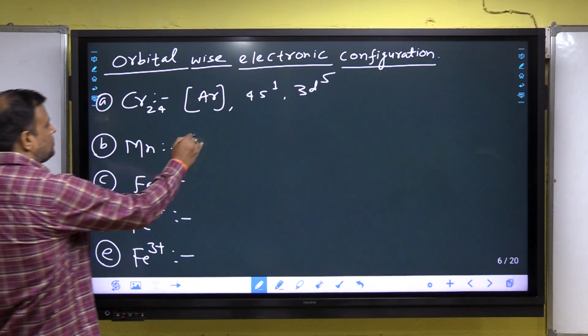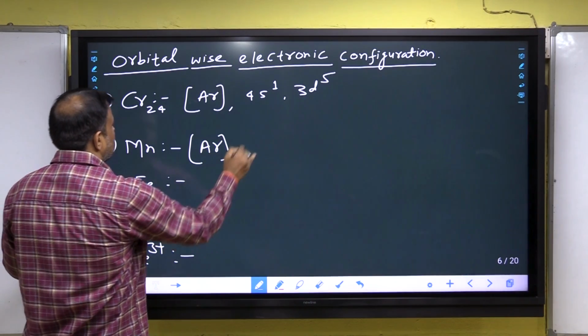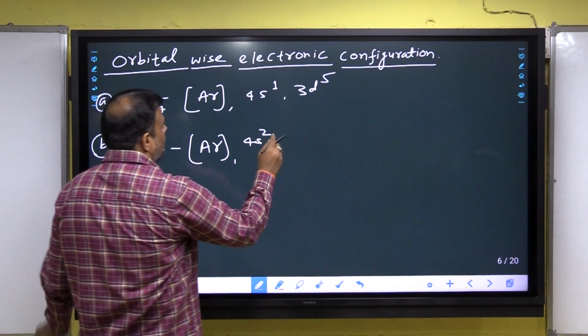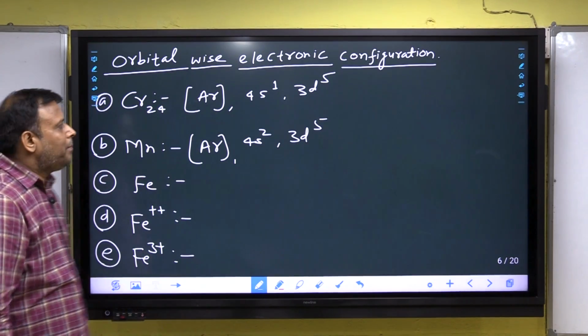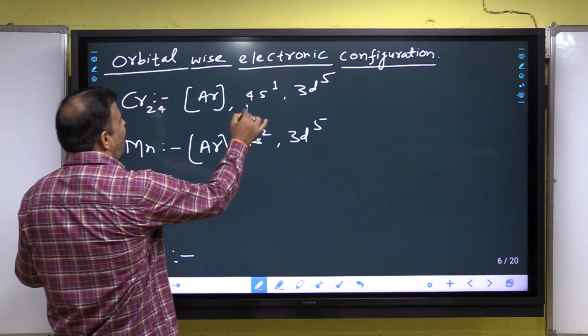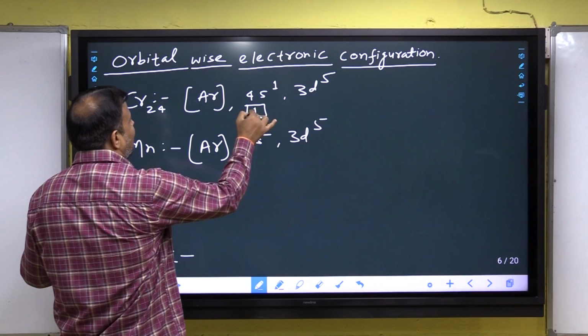Now manganese, argon 4s2 and 3d5. But listen, in the orbital diagram, s has only 1 orbital, 1 electron.